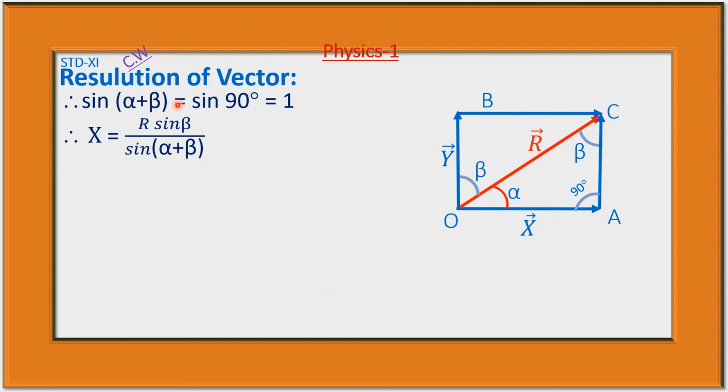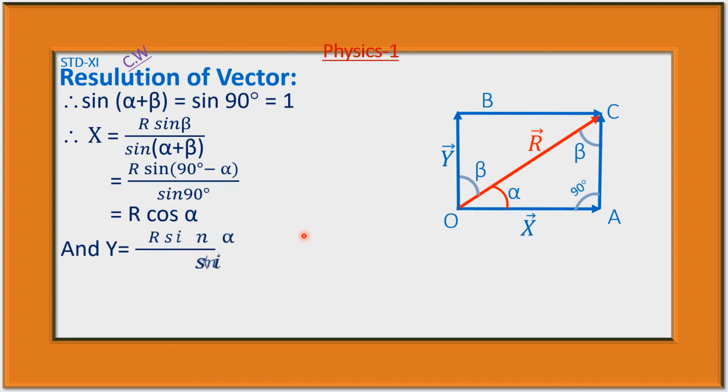Therefore x is equal to r sin beta divided by sin alpha plus beta. This is the general formula of x component, and here r sin 90 degree minus alpha, because alpha plus beta is equal to 90 degree, so we can write beta is equal to 90 degree minus alpha. And this is equal to r cos alpha, because we know sin 90 degree minus theta is equal to cos theta. So obviously sin 90 degree minus alpha is equal to cos alpha, and here r, so it is r cos alpha, and sin 90 degree is equal to 1. So one component x is equal to r cos alpha, and another component y is equal to r sin alpha divided by sin alpha plus beta.